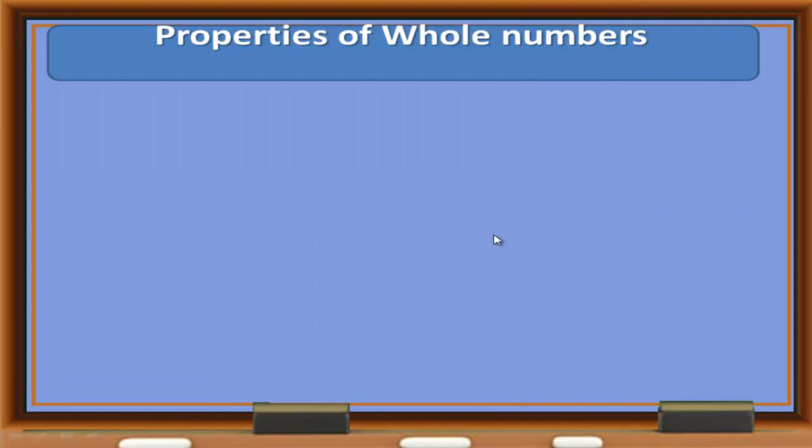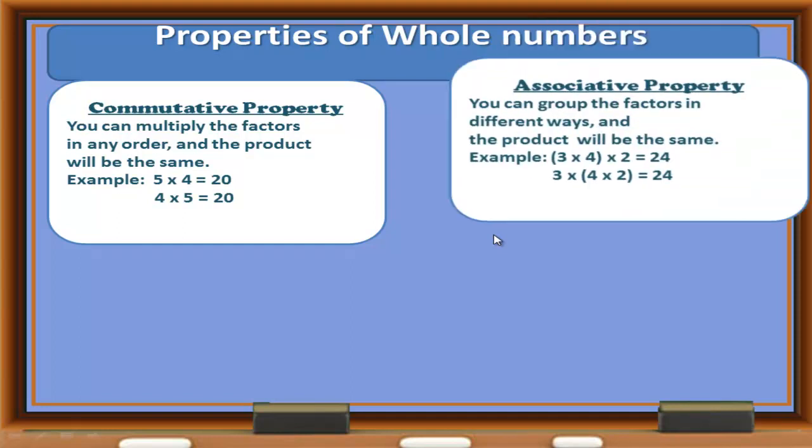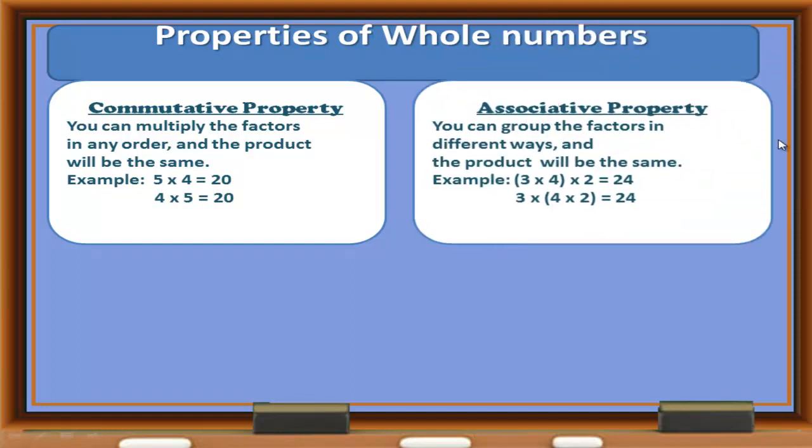Now we have finished chapter 2, but let us summarize the properties of whole numbers. Commutative property, let us recall it. You can multiply the factors in any order and the product will be the same. Whether you change the order, the product is the same. That is 5 times 4 is 20. Again 4 times 5 is 20. Whether you start with 5 or 4, it's all the same. The answer is 20.